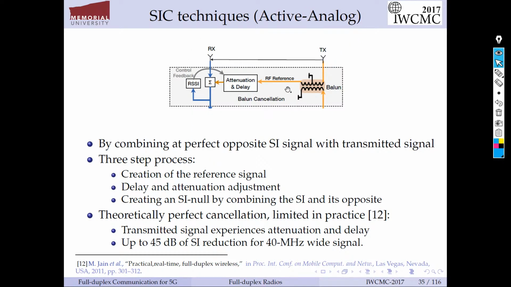So for example, active analog cancellation is done by combining a perfectly opposite self-interference signal with the transmitted signal, a three-step process here. You create the reference signal, adjust delay and attenuation, and create a self-interference null by combining the self-interference and its opposite. And then by doing so, you are able to reduce the interference to a very acceptable limit. Theoretically, it can achieve perfect cancellation, but it's very limited in practice.